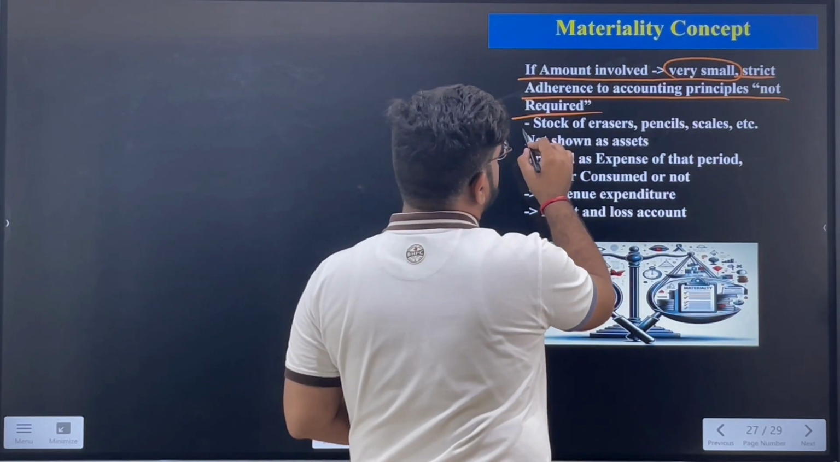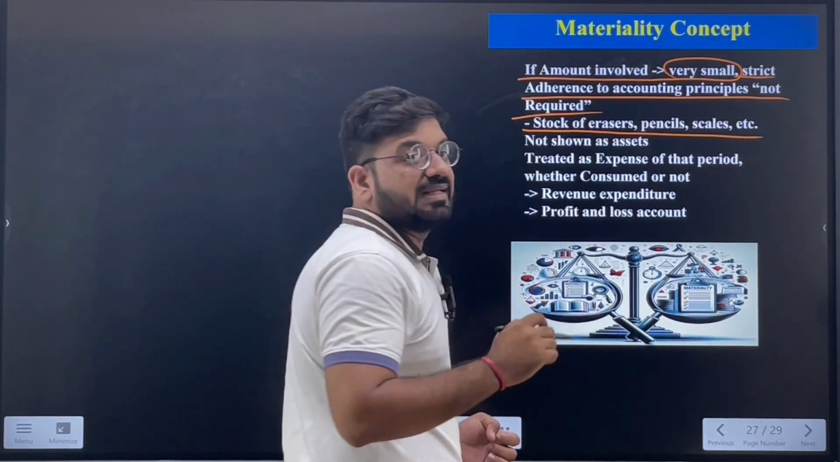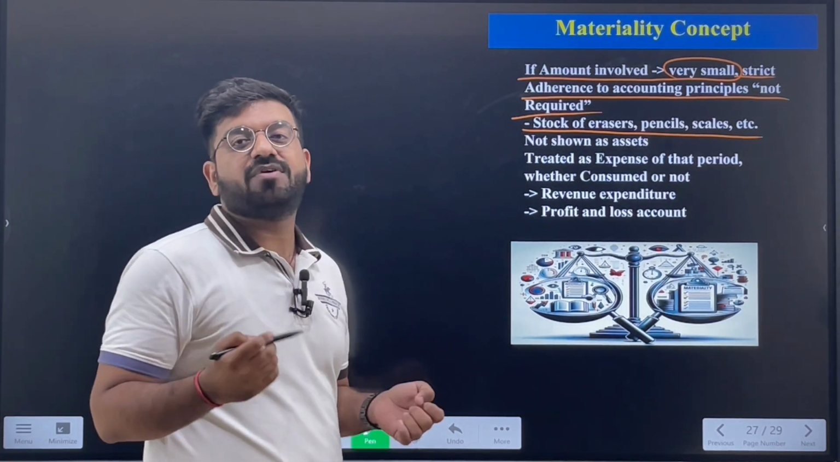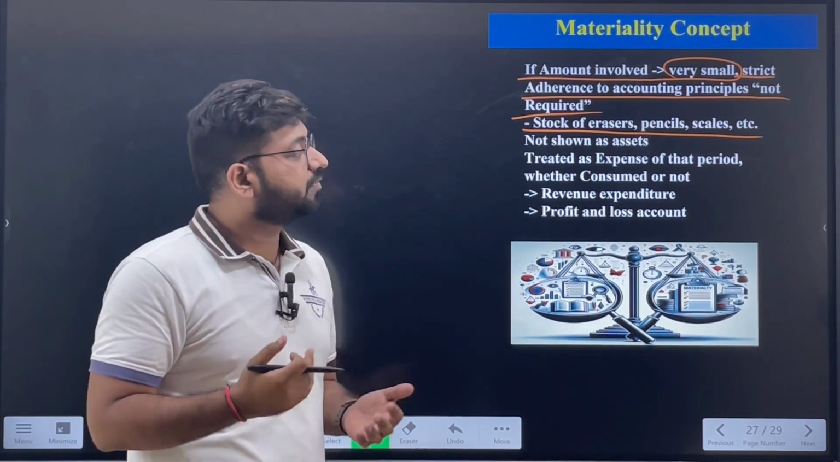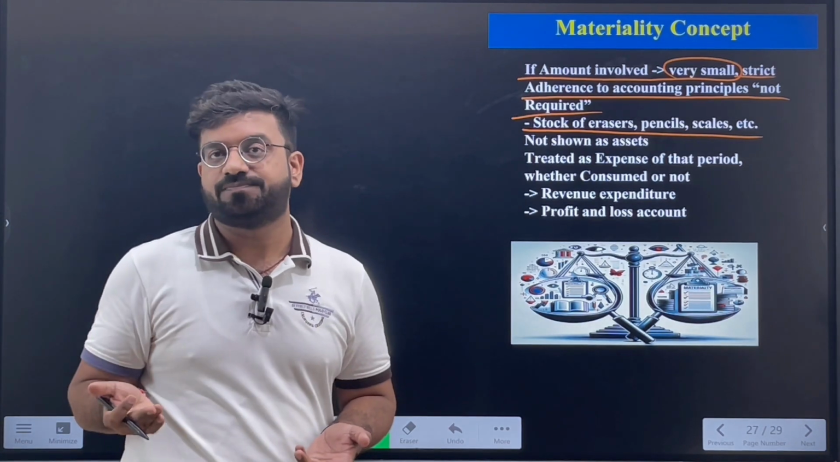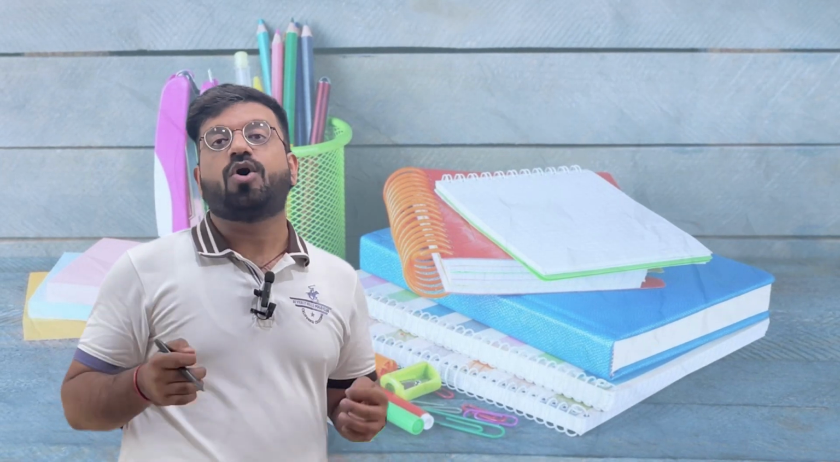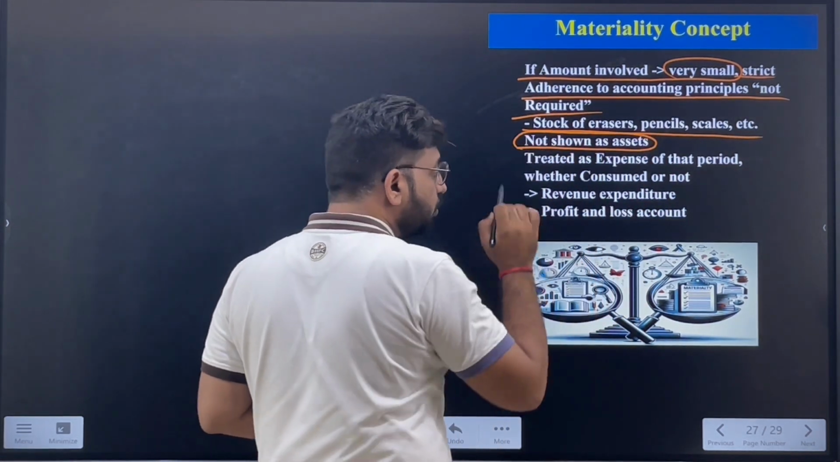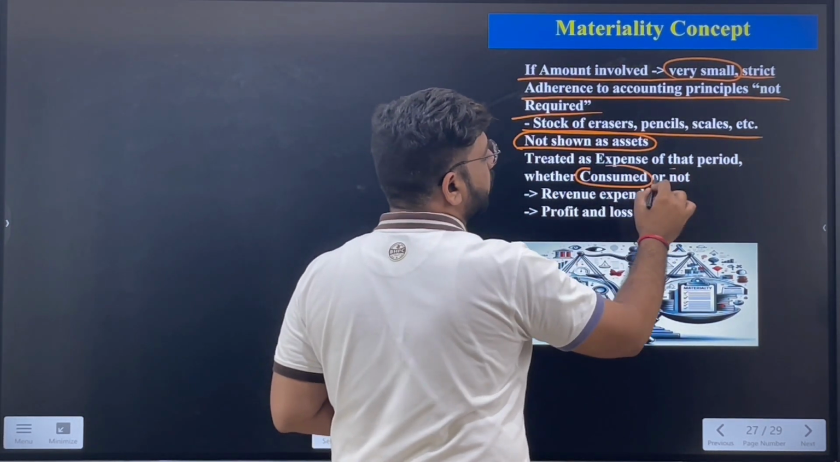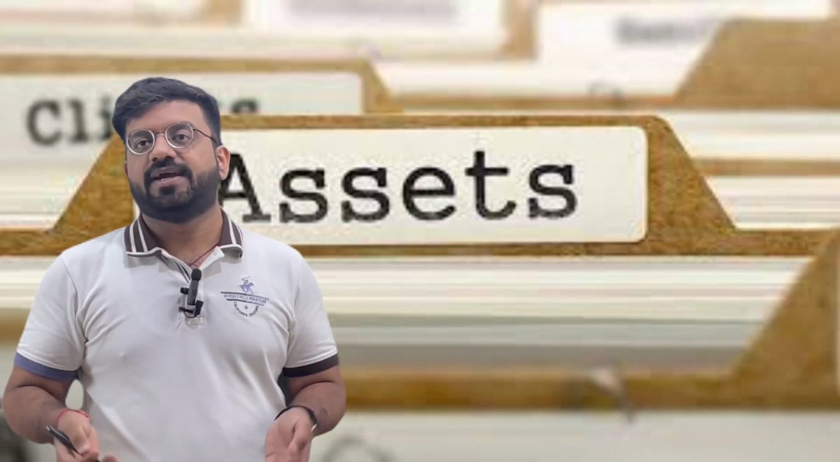Next, for example, the stock of erasers, pencils, scales, etc. These are examples which have a very low impact. Why? Because the price of the erasers is rupees 2 or 5. The price of the pencils and scales is also rupees 4 or 5 or 10. So the amount you have spent on purchasing that stationery is not a material fact. The stationery items are not to be shown as assets, whether they have been consumed or not. It will always be treated as an expense, a normal revenue expenditure, which will be deducted from the incomes in order to ascertain the profit.